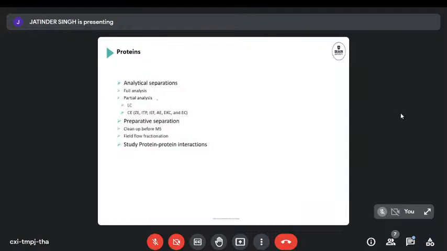In the analytical workflow with proteins, we have two different reasons we would like to separate proteins. First one is analytical, where we want to do full analysis, partial analysis, and we may use liquid chromatography or a wide range of electrophoretic approaches: zone electrophoresis, ITP, isoelectric focusing, and different approaches, including stationary phases.